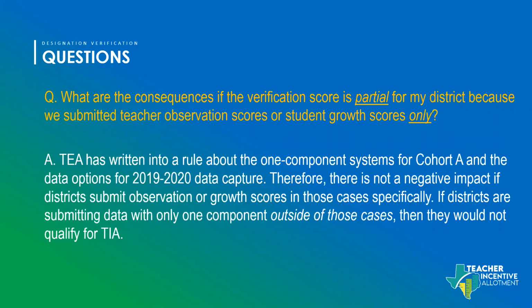Here is another question. What are the consequences if the verification score is partial for my district because we submit teacher observation score or student growth score only? TEA has written into a rule the one-component systems for Cohort A and the data options for the 2019-20 data structure. Therefore, there is no negative impact if districts submit observation or growth scores in those cases specifically. If districts are submitting data with only one component outside of these cases, then they would not qualify for TIA.